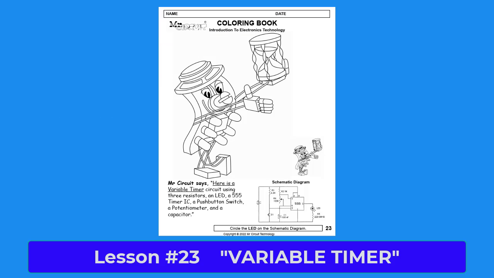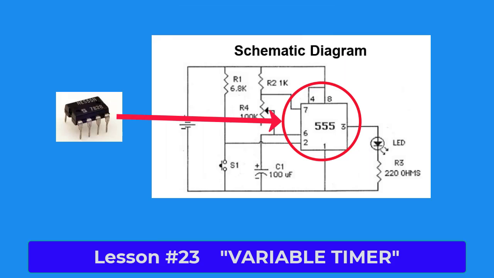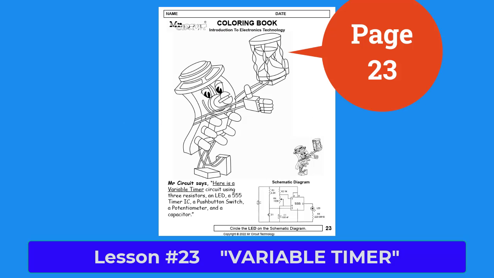The schematic diagram for this variable timer circuit is shown on the lower right-hand side of the page. It has some of the schematic symbols that you were taught in earlier lessons of this STEM activity book. This circuit was designed by engineers using the 555 timer IC to turn on an LED for a set period of time and then automatically shut off.